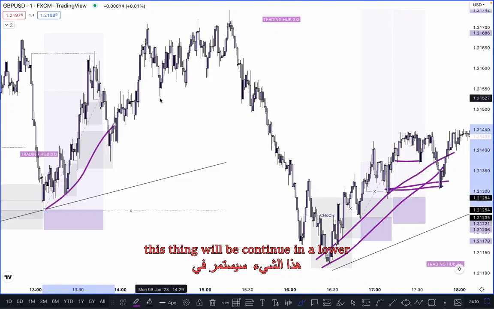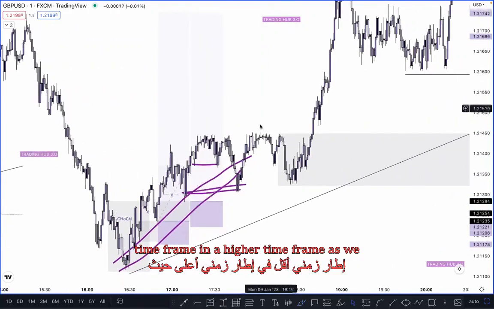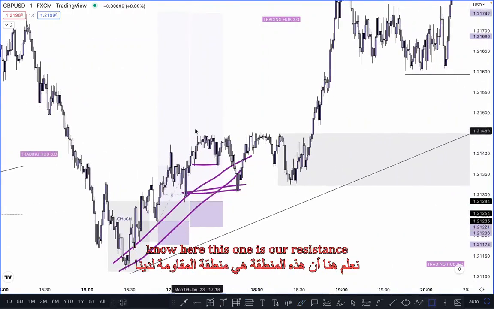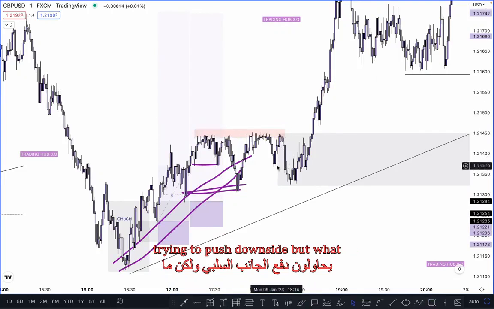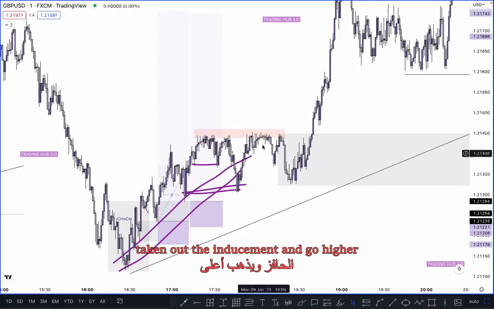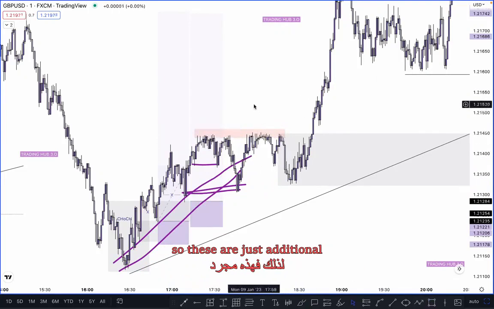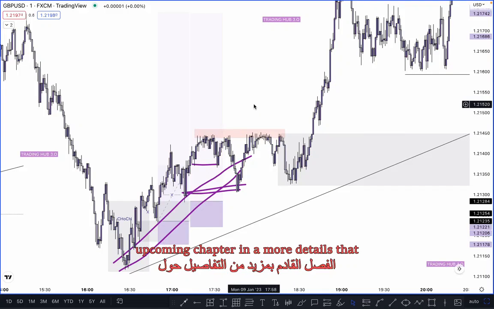So this will continue on a lower time frame and on a higher time frame. As we know, this one is our resistance zone and people are selling here. They are trying to push downside, but what happened here? The market pushed higher again, took out the inducement and went higher. So these are just additional confirmation, which will be covered in more detail in an upcoming chapter, on how we can take entry on a lower time frame.